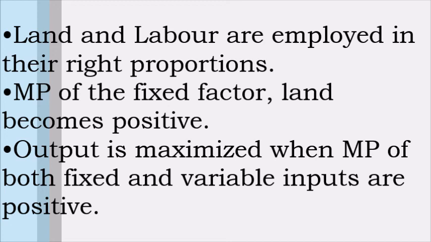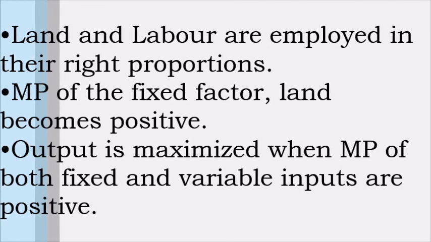Therefore, marginal product of the fixed factor, land, now becomes positive. The MP of the fixed input becomes positive when the 5th worker is employed. Output is highest at this level, i.e. 16 bags, and AP is highest at 13.6 bags, as you can look on the table. In short, output is maximized when MP of both fixed and variable inputs are positive.